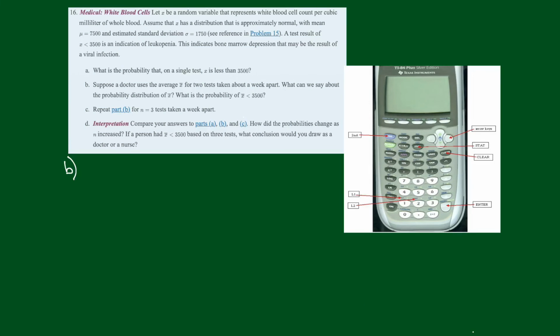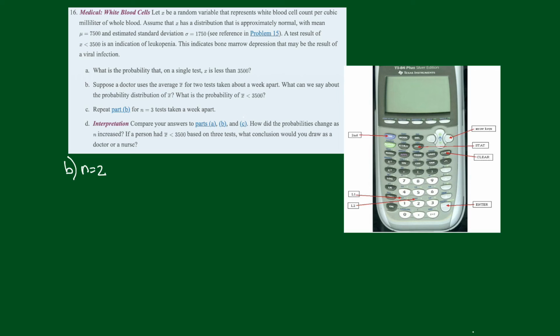Now on to part B. Suppose a doctor uses the average x bar now, of two tests. All right, so now n is equal to 2. We're going to take 2 tests instead of just 1. Now what we want to know is, what can we say about the probability distribution of x bar?